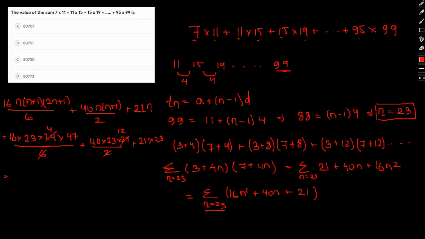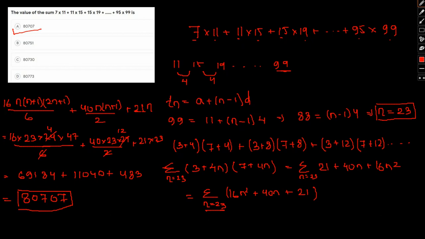If we try and find the sum in this regard, that would actually give us 16 into 23 into 4 into 47, which is 69184, plus 11040, plus 21 into 23 would give us 483. Okay, and if I find out the sum one more time, 69184 plus 11040 plus 483, that would give us 80707, which will be our required sum. So option A will be our correct answer.